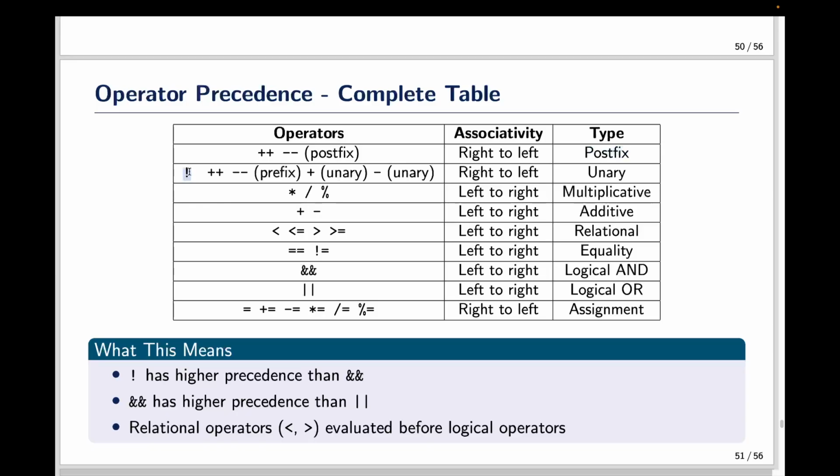Then you have the NOT operator, which has higher precedence, because it's actually going to reverse the logic. Then plus plus, minus minus, which is prefix, which comes before the variable.